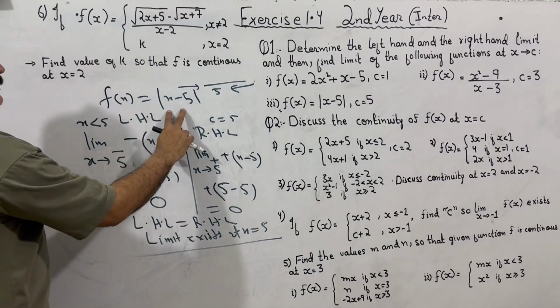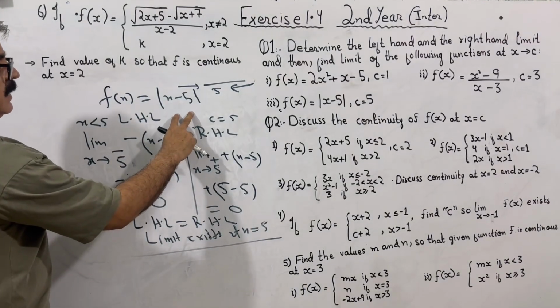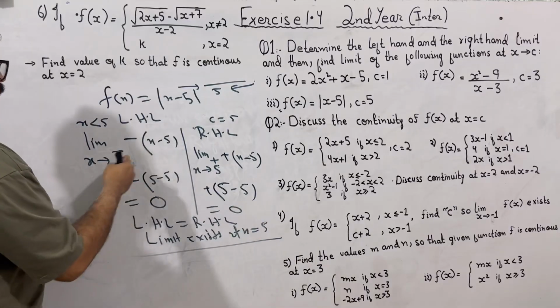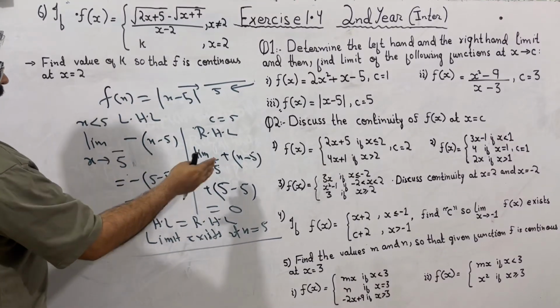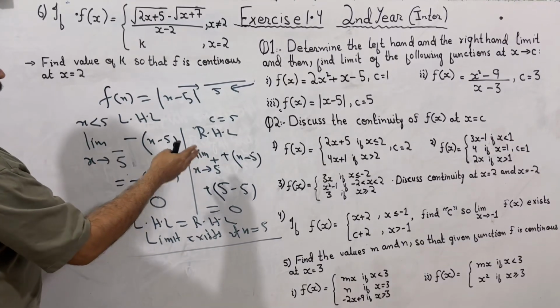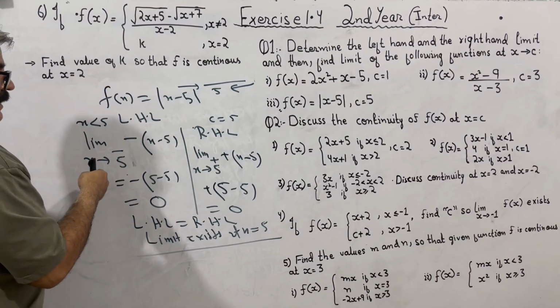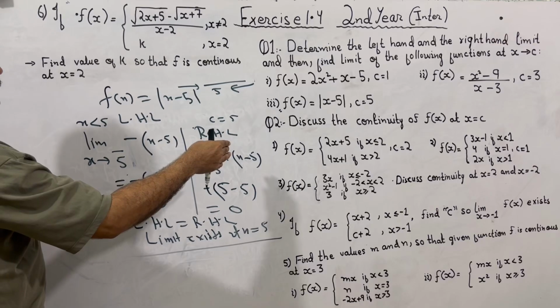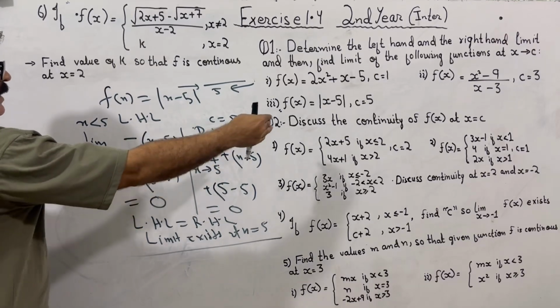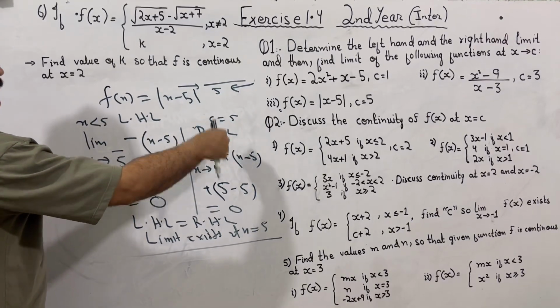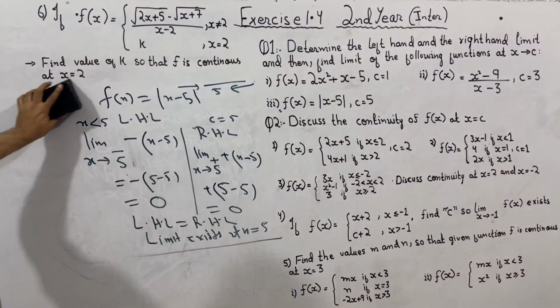Such type of function will give you a good idea, a good concept, along with piecewise functions, of how to differentiate between left hand limit and right hand limit. Left hand limit means we are approaching the given point from the left hand side, and the right hand limit shows that we are approaching the given point from the right hand side.